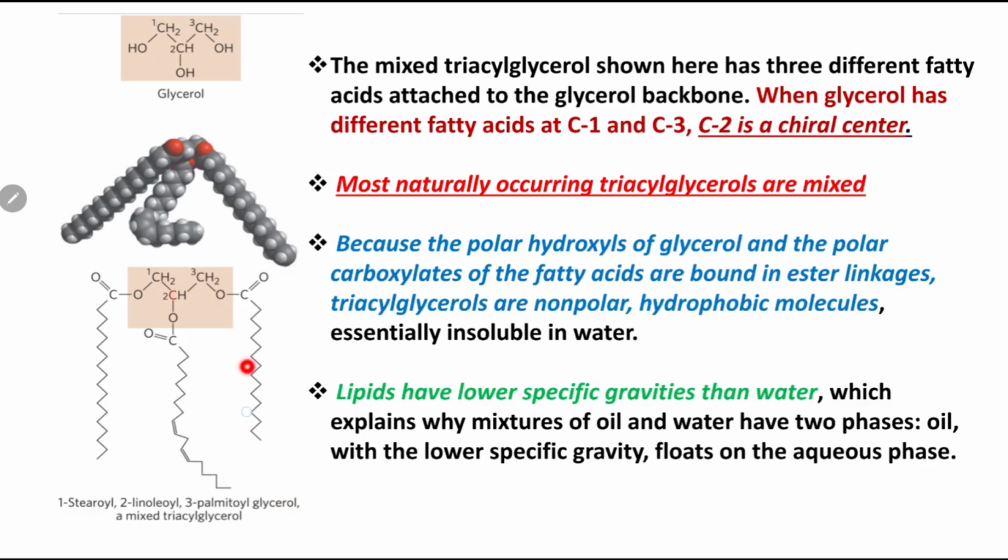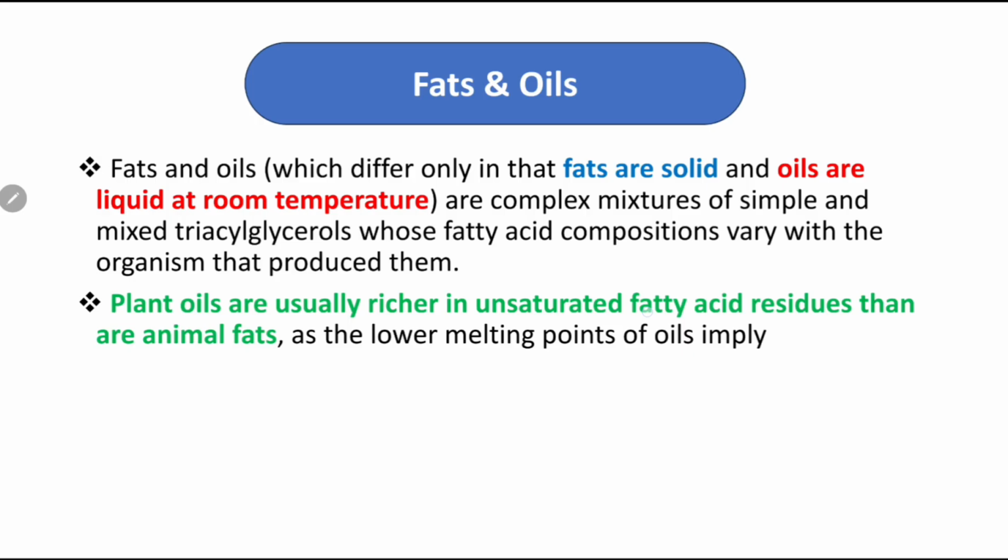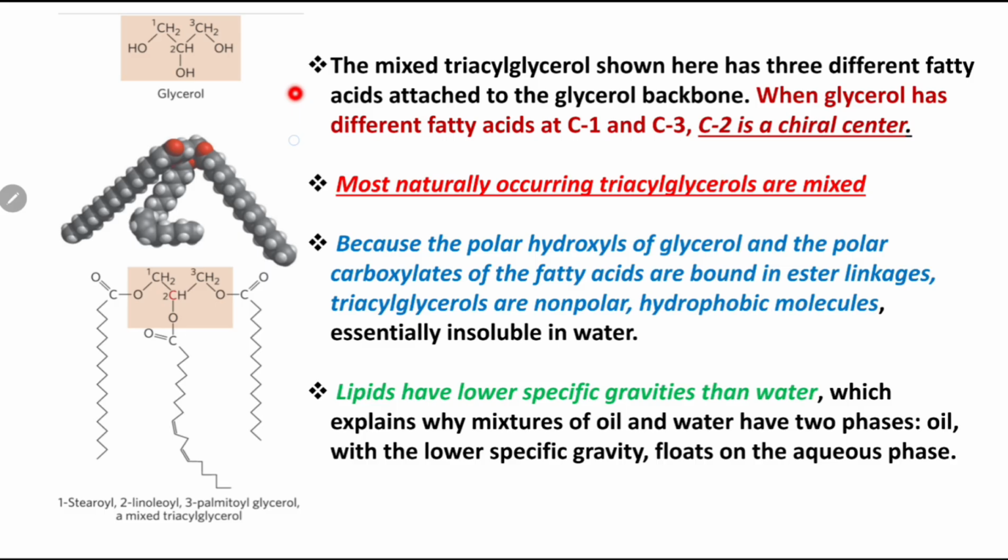Now, how do you decide which is the first carbon, which is the second carbon, which is the third carbon? Why can't it be 1 palmitoyl, 2 linoleoyl, 3 stearoyl? Will it make a difference? Well, you can read about it on Google, but it has something to do with enzyme specificity. At the time of triacylglycerol synthesis, the enzyme glycerol 3-phosphate acyl transferase prefers saturated fatty acids.